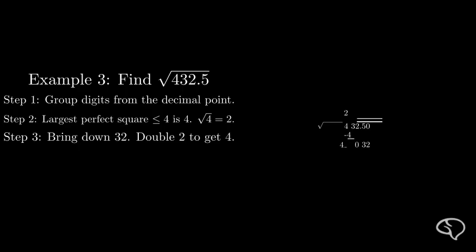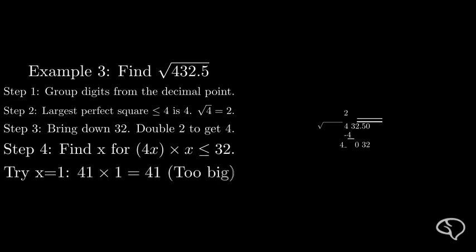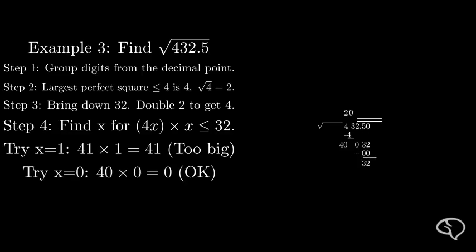We double the number on top, 2, to get 4. We need to find a digit x, such that 4x times x is less than or equal to 32. If we try 1, 41 times 1 is 41, which is too big. This means our digit must be 0. We write 0 on top and in the space. 40 times 0 is 0. We subtract 0 from 32, leaving 32.